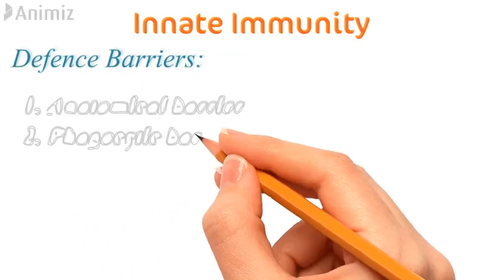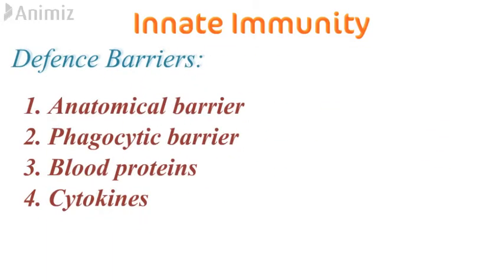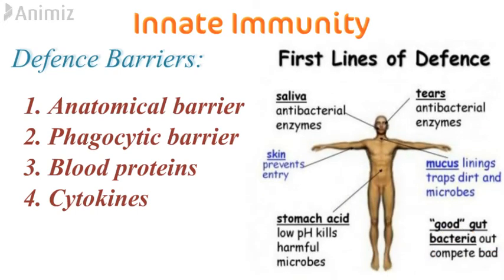Now let's have a look at the defense barriers of our body. We have the anatomical barrier, phagocytic barrier, blood proteins and cytokines. And the first line of defense of our body are saliva, tears, skin, mucus, stomach acid and microflora of the gut.